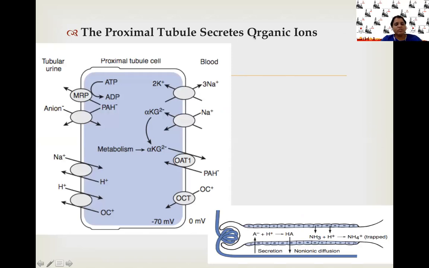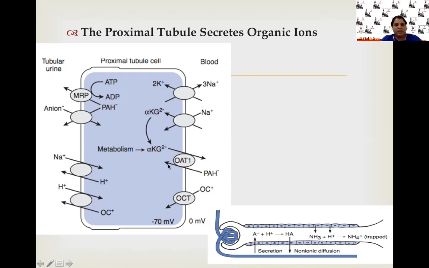Now, the proximal tubule also takes part in the secretion of organic anions and cations. This is the basolateral part of the membrane, and this is the apical part. From the basolateral side of the membrane, the anion, which is para-aminohippuric acid, enters the cell through the organic anion transporter in exchange for alpha ketoglutarate, which enters the cell along with the sodium.